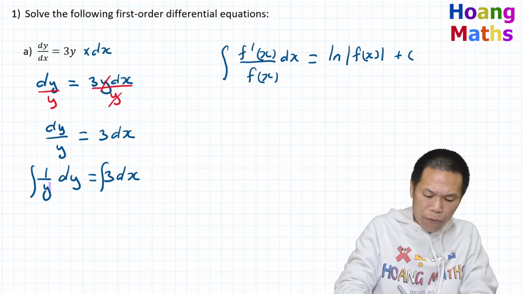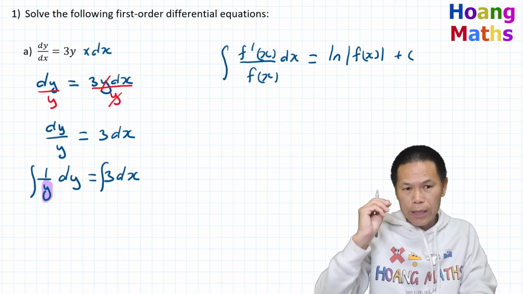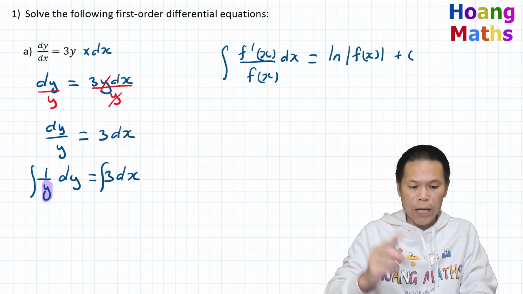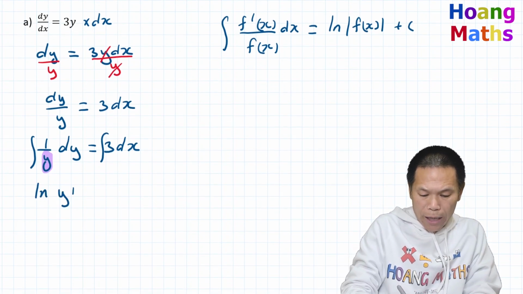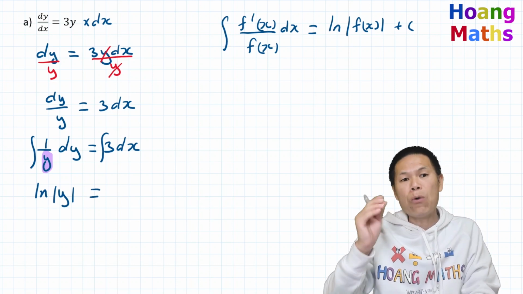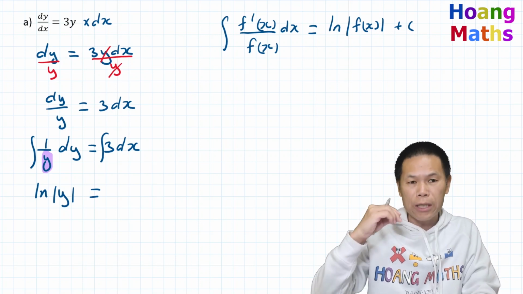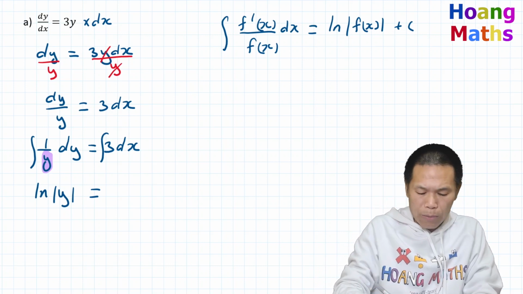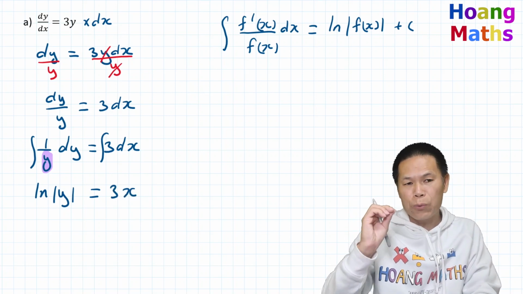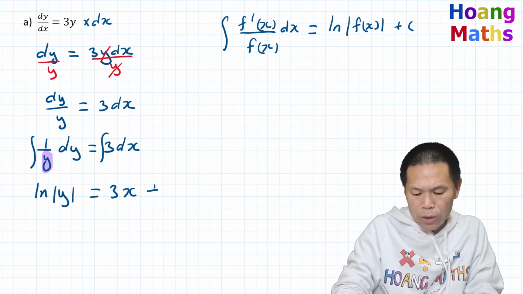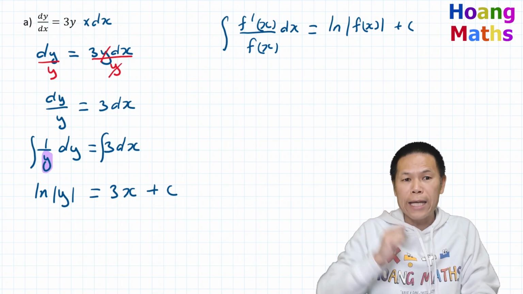So we know that we differentiate y will give me 1. Therefore, the numerator is the differentiation of the denominator. So that means ln of y, and of course, we take the absolute value. And now we need to integrate on the right hand side. So integrate 3 dx, that means integrate 3 with respect to x, so that gives me 3x. So now since we finished with the integrations, of course, we need to add a constant. So that is c.